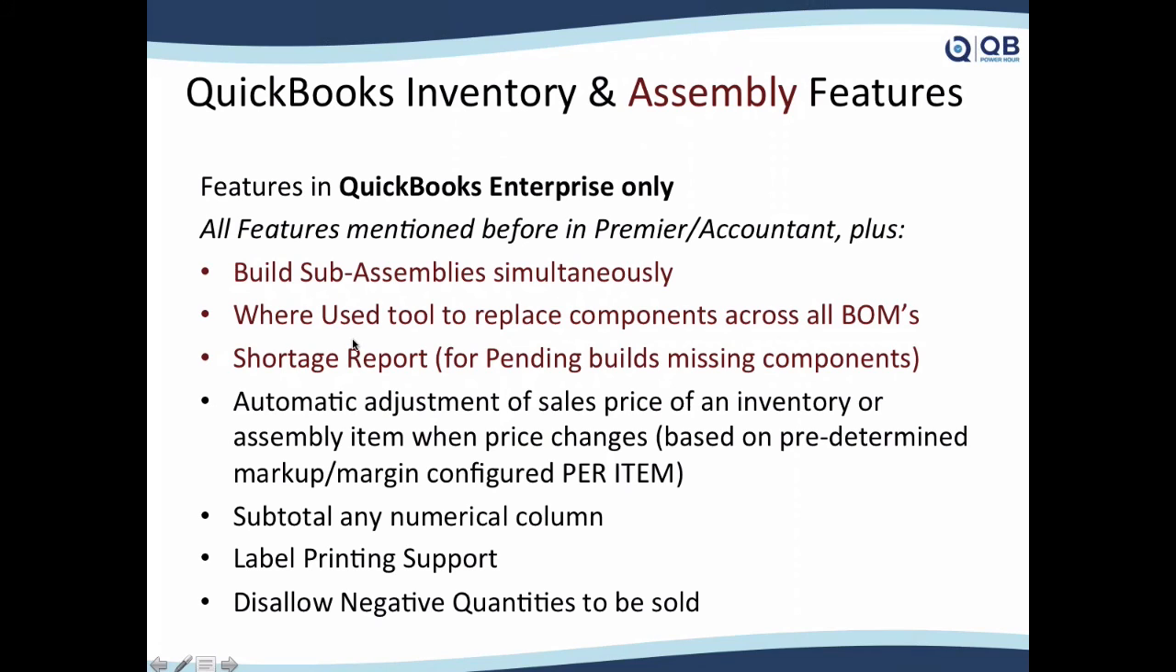And then the where used tool, that's for you to replace components across multiple assemblies, where one specific component gets replaced by a different component. So let's say a particular product is no longer being manufactured and you're going to buy a replacement, but that replacement is part of 6 or 7 assemblies. Right now with QuickBooks Premier, it takes too long to go to each one and change that unit being replaced. QuickBooks Enterprise can actually do that.